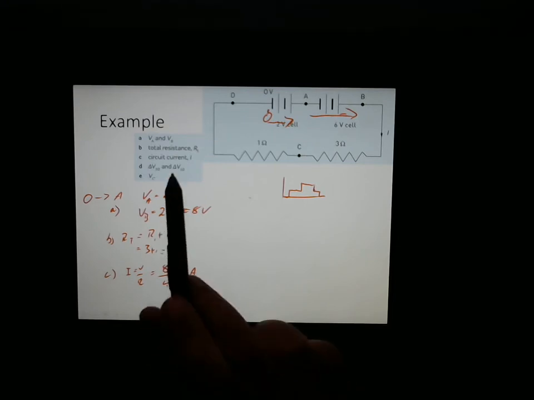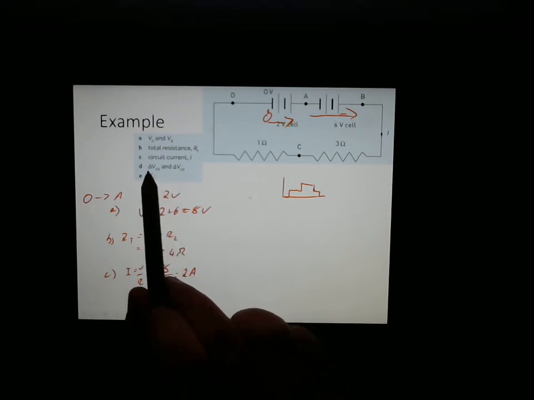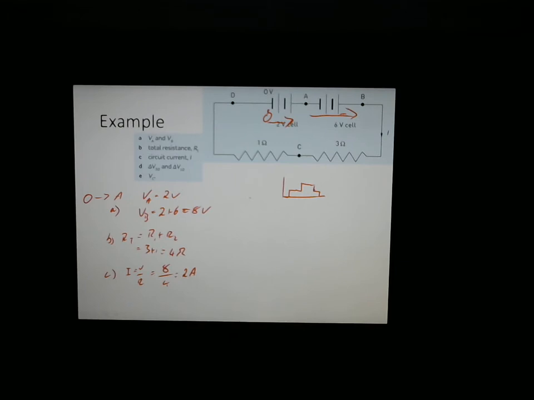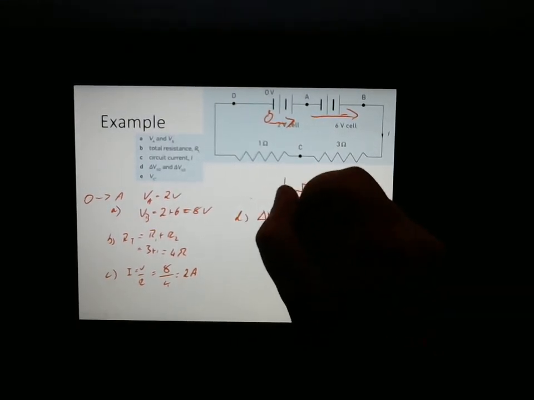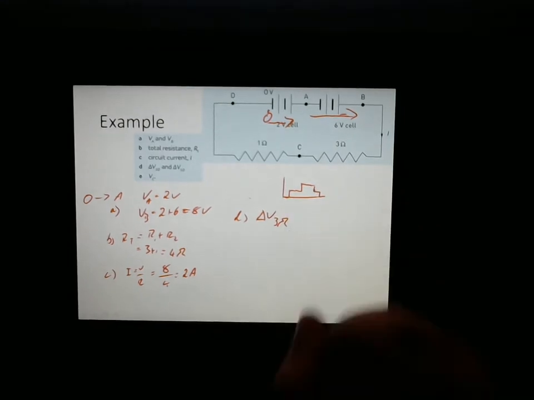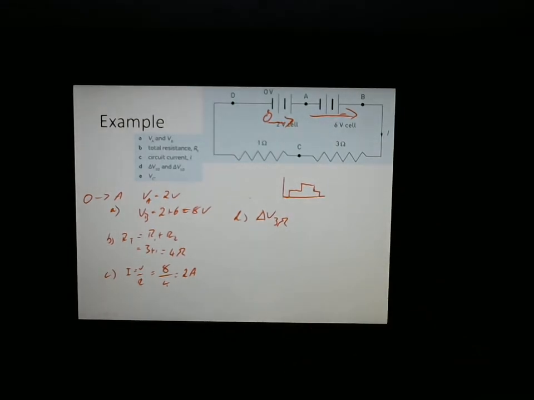Now, this one here, let's break down the symbol. Delta V 3 ohms. You might not be able to see the 3 ohms quite clearly, however you can go to the textbook if you wish to. So, what is the delta V at the 3 ohm value? And that's meaning, well, what's the change? What's the use of the voltage?